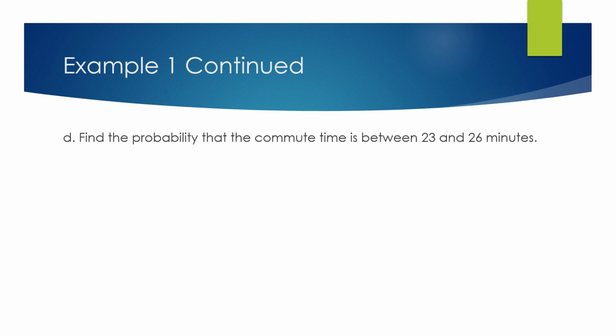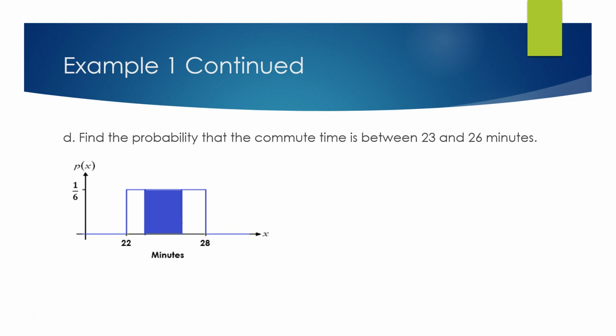Find the probability that the commute time is between 23 and 26 minutes. When you draw your picture, this one is a little bit more to scale. This rectangle is exactly half of the whole bigger rectangle. The reason I know this is because I calculated that this is a distance of 6 along the bottom, and the box that I've drawn has a distance of 3 along the bottom. So this looks like about 1/2, and it should fall around 1/2. So the probability that the time is between 23 and 26 is 1/6 times the distance of 3 along the bottom, which would be 0.5.